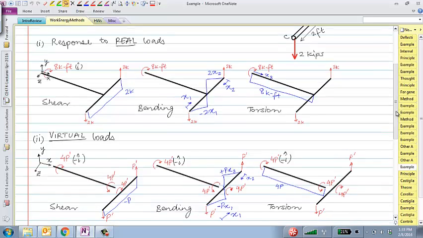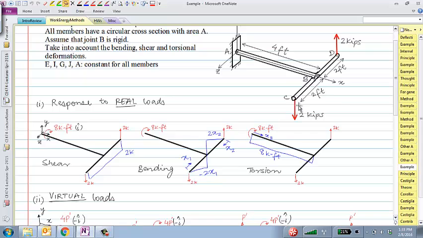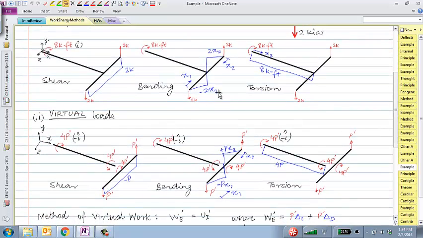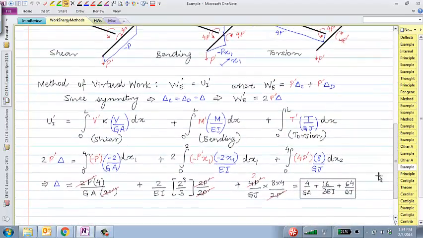The benefit of applying both P prime and P prime opposite, in the same way that the real loads were applied, is that you don't have to redraw the shear force, bending moment, and torsion diagrams. You can take the real diagrams and scale them to get the new virtual diagrams, right? And after that point, it's mostly algebra, but the key point is always how to set up these integrals in the virtual work method.